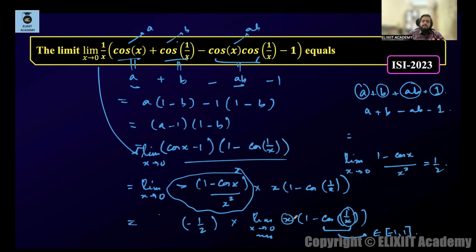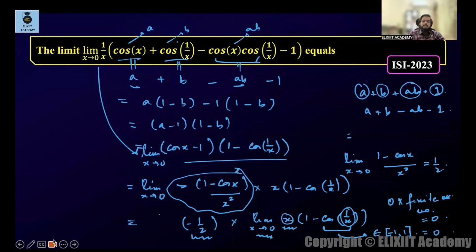And in front we have 0. So 0 into a finite number. Once you put the value of x tending to 0, we get 0 into some finite oscillating number between minus 1 and 1, which will be 0 only. 0 into any finite number is 0. So in front we had a minus half, and minus half times 0 will also be 0. So what is the value of this limit? 0.